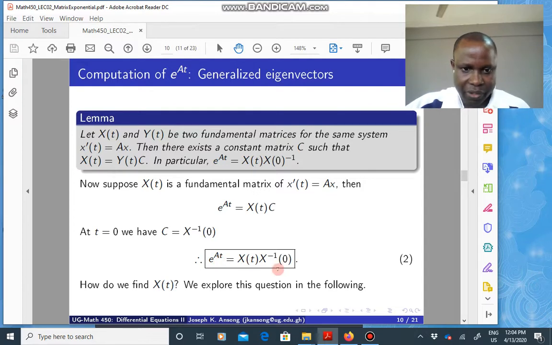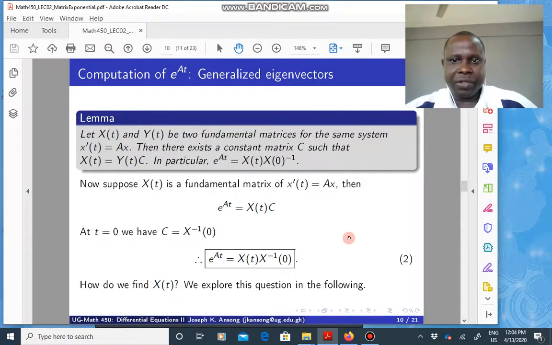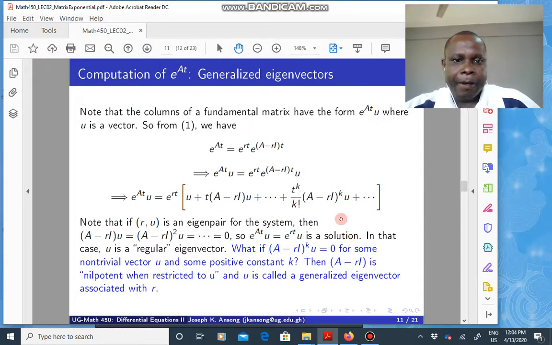We'll come to this. This is what is going to help us to compute this. But the question is, how do you find capital X of t? Because once you get that, you can compute this. So that's what we're going to explore in the next few slides. Now, for a fundamental matrix, the columns of the matrix are of this form: e to the At times u. If you go back to I think chapter 3, you see this. So we are going to exploit this to help us compute the fundamental matrix.